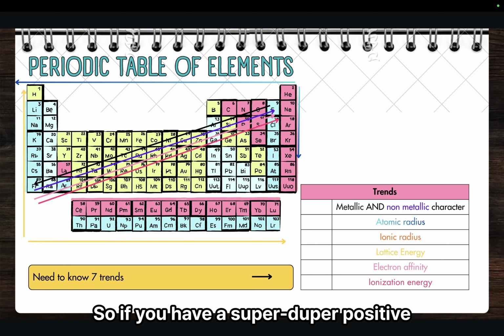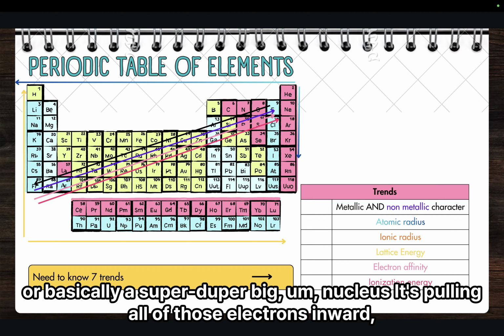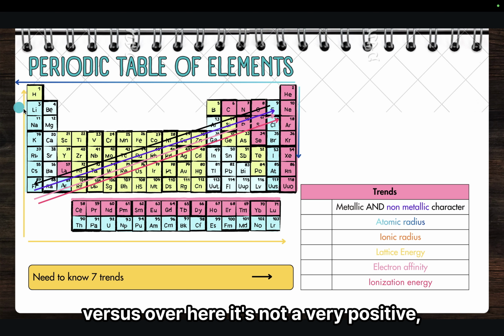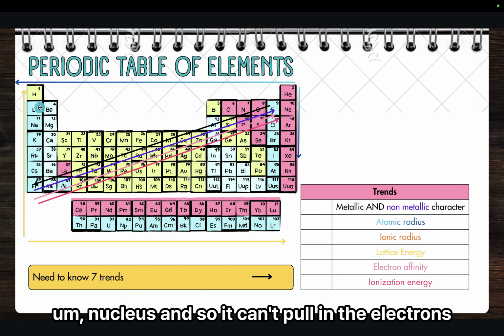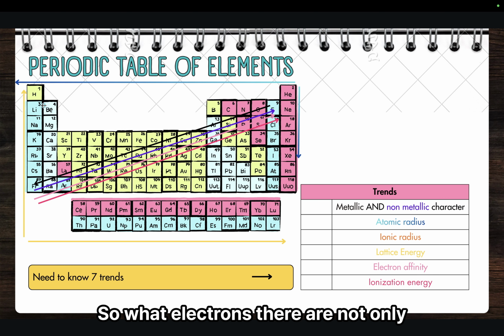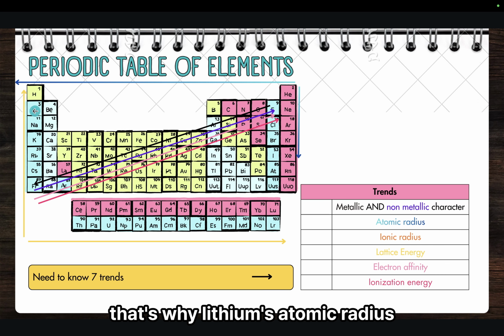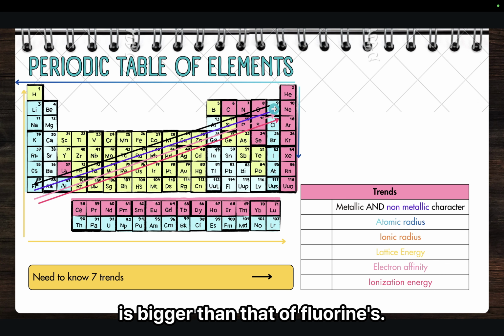So if you have a super positive, or basically a super big nucleus, it's pulling all of those electrons inward, like hugging them to its body, making its radius smaller overall. Versus over here, it's not a very positive nucleus, so it can't pull in the electrons as well. What electrons there are not only aren't held in as well, but are able to repulse each other more easily. So that's why lithium's atomic radius is bigger than that of fluorine's.